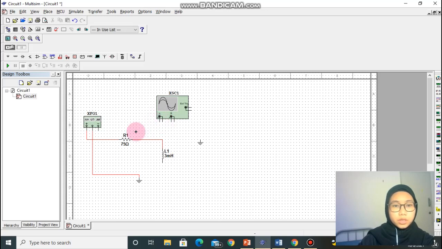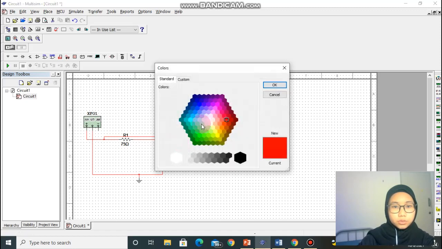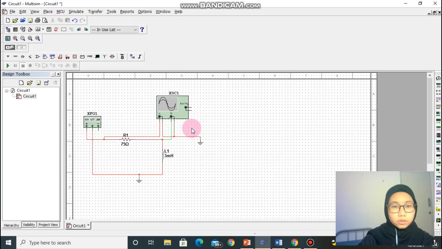For the channel A, I will connect to the resistor. In the channel B, I will connect to the inductor. Then this one connects to the ground. Okay, for the connector of the inductor, I will change the color segment to green, so there is no difference between channel A and channel B.